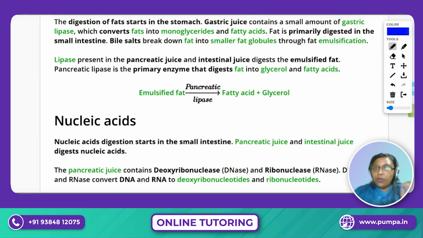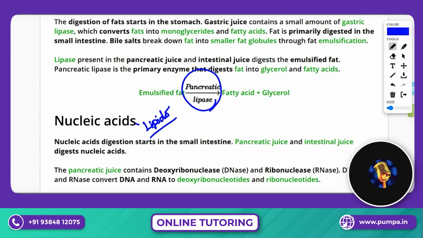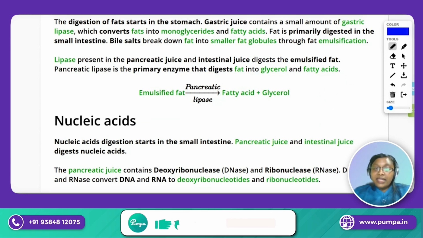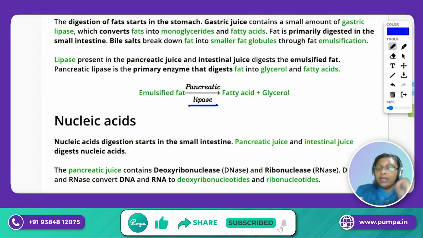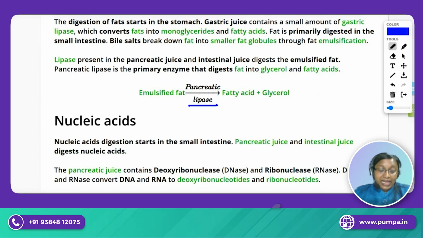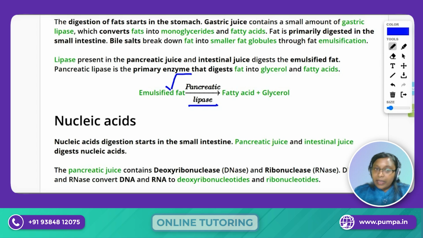Next, we have learned that the small intestine has connections with the pancreas. The pancreas will have an enzyme called lipase. The fat is otherwise known as lipid, right everyone? The other name for fat is lipid. Pancreatic lipase will be acting on the emulsified fat. Acting upon the emulsified fat, it will be converted to fatty acid and glycerol, which is the digested form of fat. Clear children?